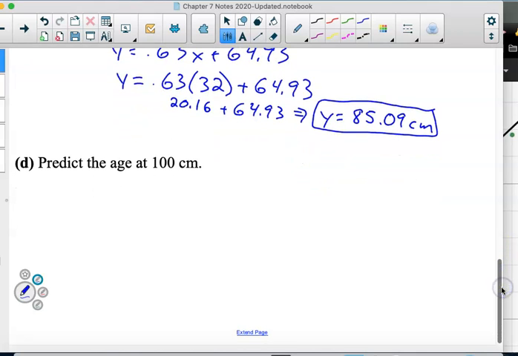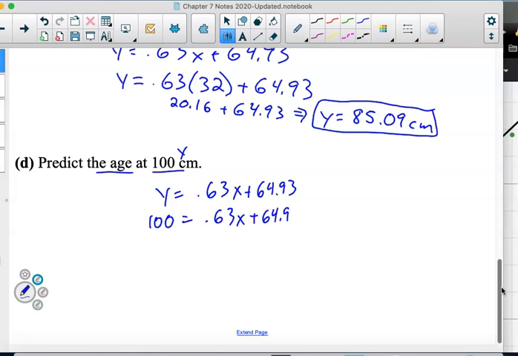Okay, then we can use the opposite. We can predict how old somebody will be when they hit 100. So this is now the height, so that means that's the y value. Same thing, just because this is our notes, I'm going to write a little bit more detail. I'm going to put 100 in over here: 100 = 0.63x + 64.93. Think of your linear algebra skills. I'm going to subtract the 64.93.